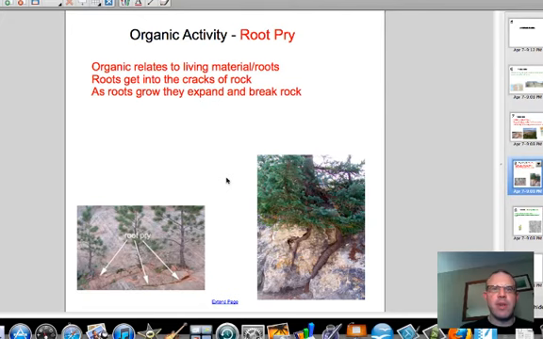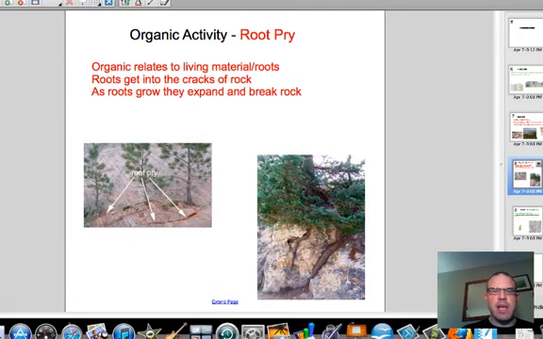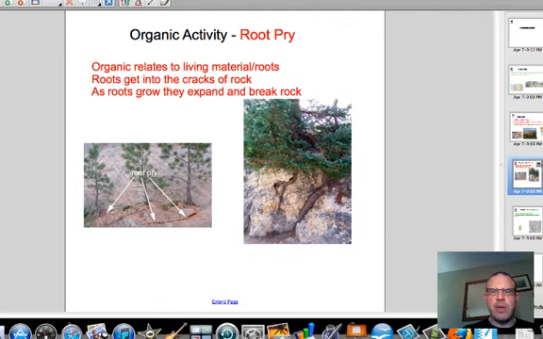The next type of physical weathering, or mechanical weathering, is organic activity, or it can be referred to as root pry. A couple of different pictures. We saw this again in the activity that we did as an introduction. That organic activity is living material, things that are there. Rocks have cracks in them, as we already have said, and roots can grow into those cracks. This is a really good example that you can see there, and it shows you where the roots are growing in those different cracks.